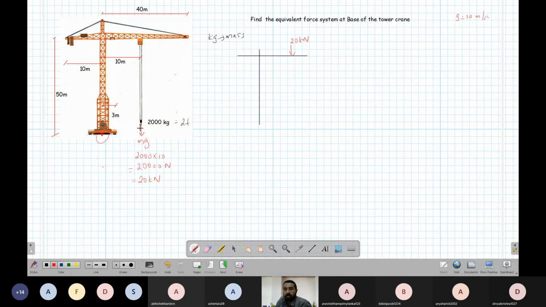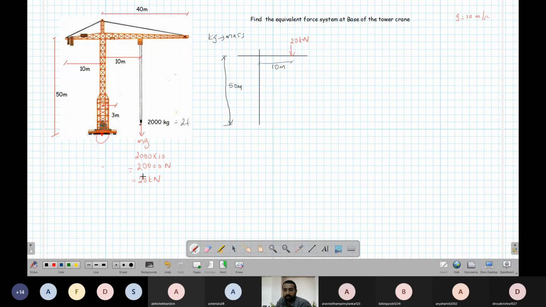20 kilonewton. How did I use this? Transmissibility works along this line of action. Just place it here. What is this distance? This is 10 meters. Then what is this height? This height is also given, but there are other dimensions I'll ignore. So this is 50 meters.